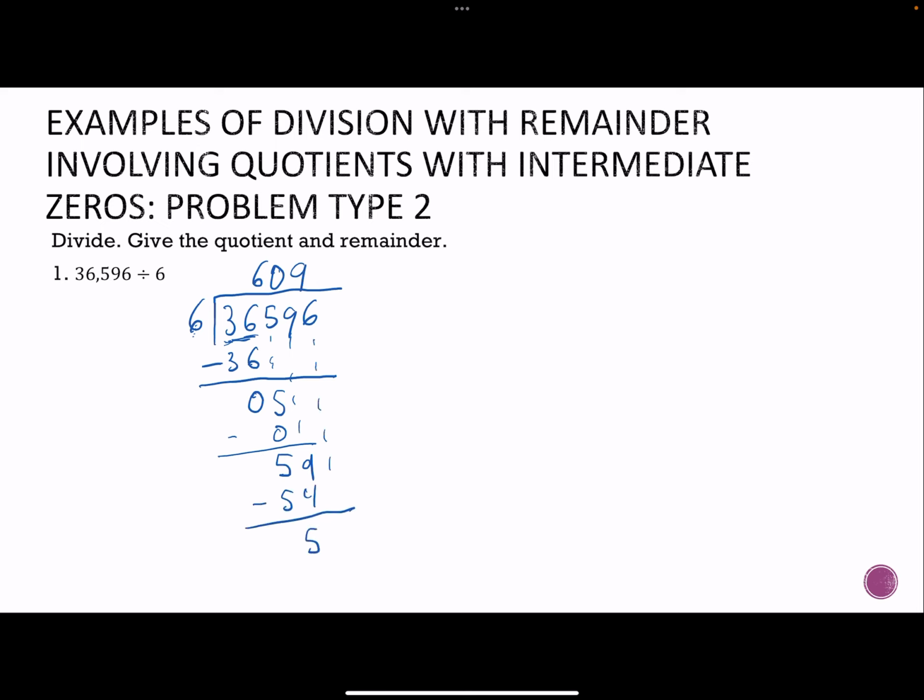I pull down that 6. So how many times does 6 go into 56? Again, that's going to be 9. 9 times 6 is 54. So we have a remainder of 2. So 6,099 is our quotient, and 2 is our remainder for this example.